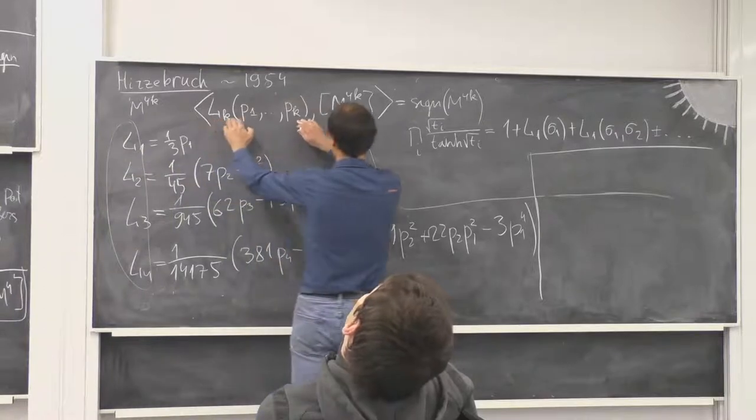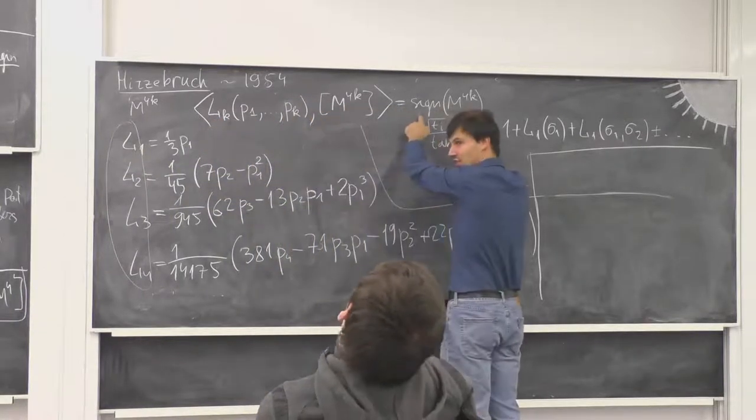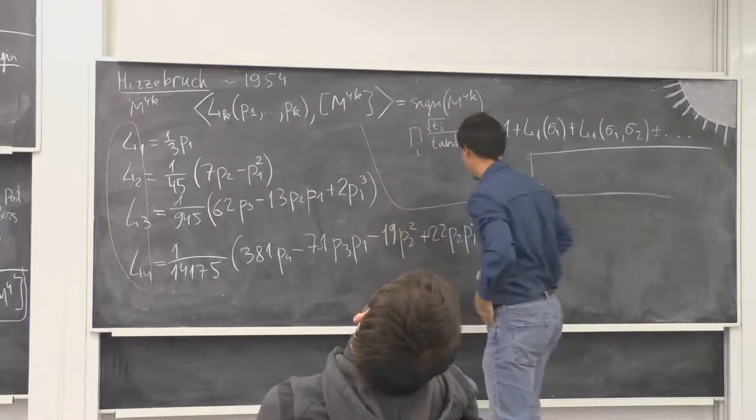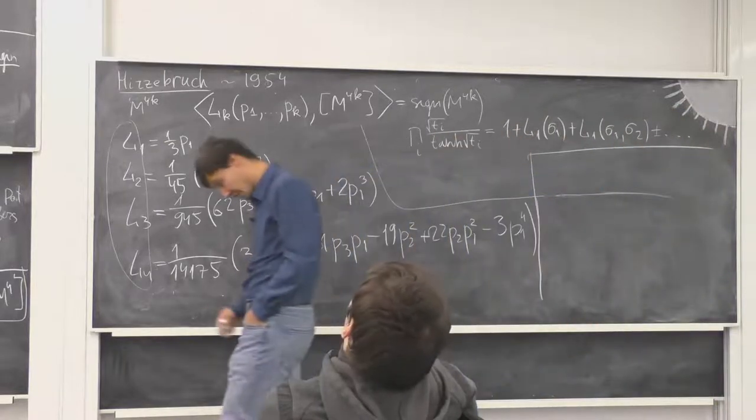So it is enough to understand these L polynomials in Pontryagin classes, and not only the L polynomial of the highest dimension, which is just the signature. You need to know all L polynomials in Pontryagin classes. Then you can restore the Pontryagin classes themselves rationally.